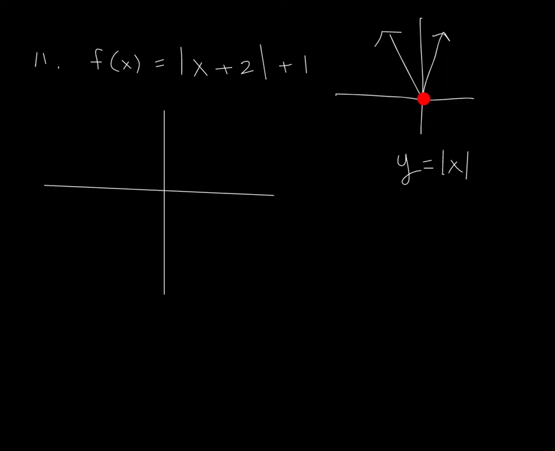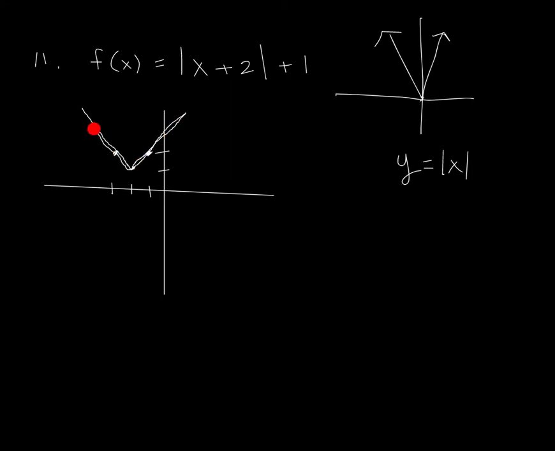that would be what it would look like, but it's going to shift up 1 because this is the vertical shift, and it's going to shift to the left 2 because if it's inside the absolute value, it's going to go 2 to the left. So we're going to go over 1, 2, and up 1. So your vertex is going to be right there. And it's still going to be the same V. It's still going to go up 1, over 1. The shape of the V hasn't changed. And so it's going to look like a V right like this.